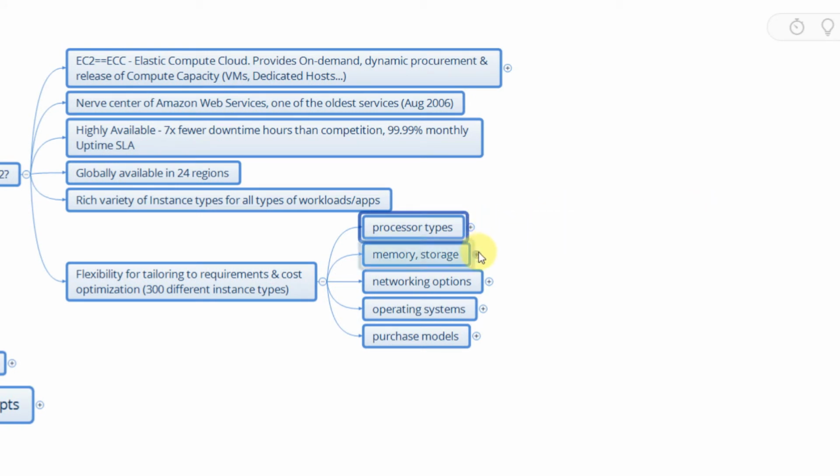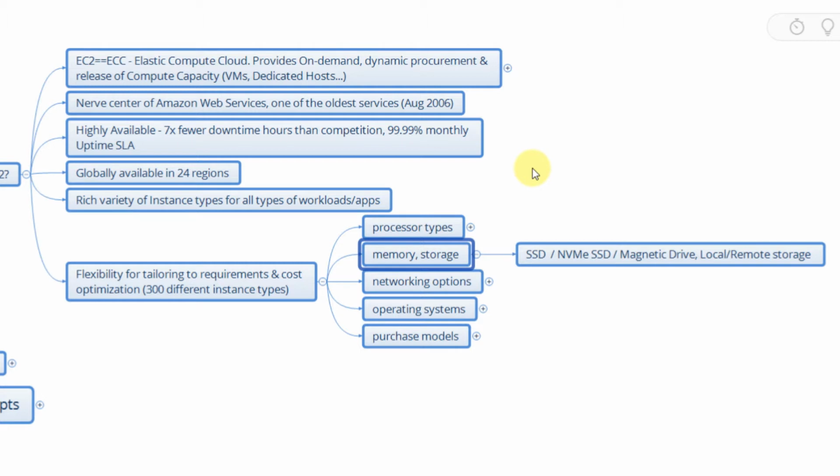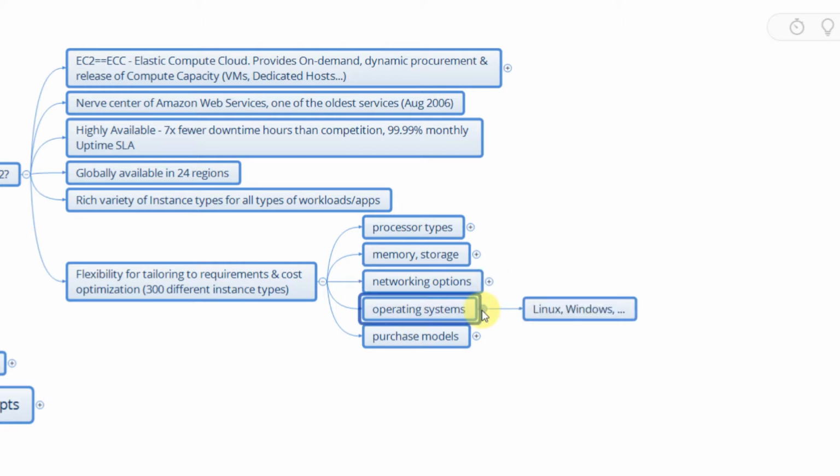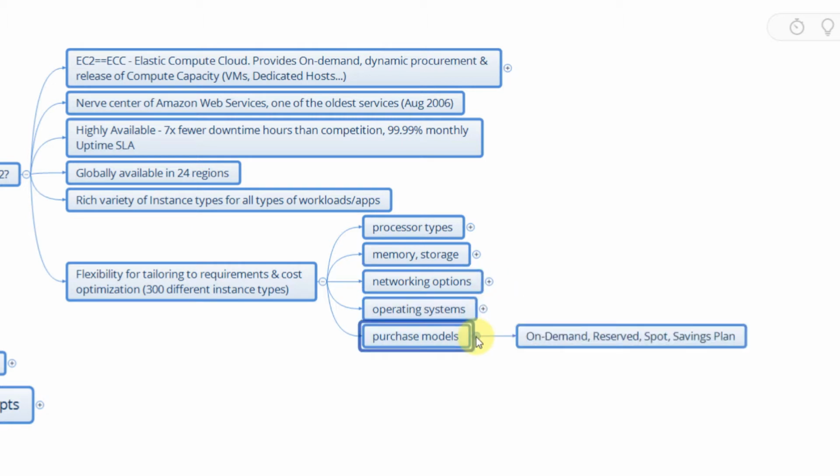You get different kinds of memory and storage, such as SSD storage, NVMe storage, or magnetic drives. You can get host local storage or remote storage. There's a host of networking options with bandwidth all the way up to 100 gigabits per second using enhanced network interfaces. You get your choice of operating systems, and there's a variety of purchase models: on-demand, reserved, spot, savings plan.